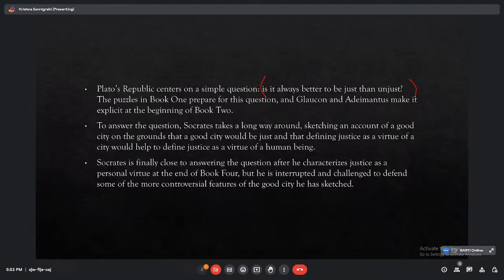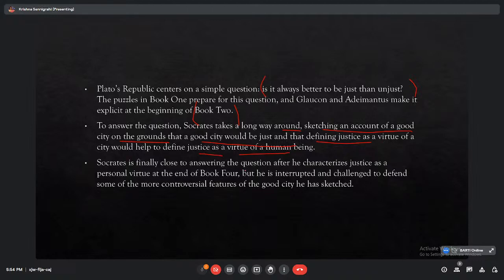He puts that across in Book 1, wherein he prepares people for this question, and Glaucon and Adeimantus make it explicit at the beginning of Book 2 about this strategy, this idea. To answer the question, Socrates takes a long way around, sketching an account of a good city on the grounds that a good city would be just, and that defining justice as a virtue of a city would help to define justice as a virtue of a human being.